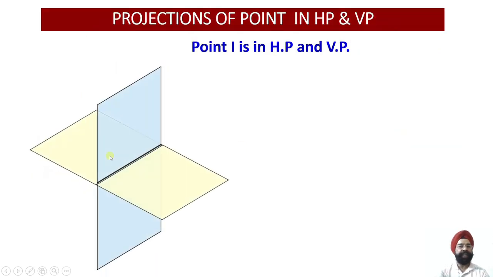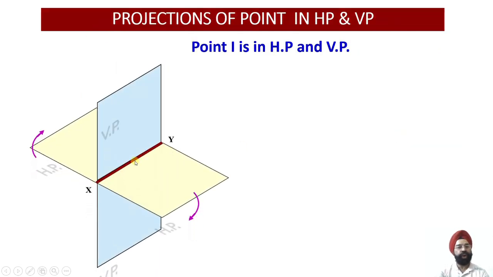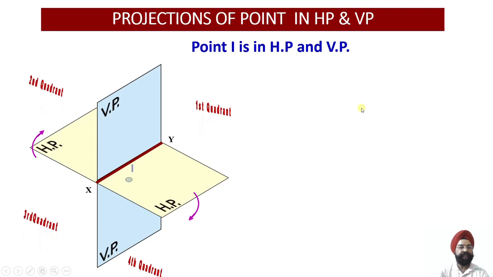Next we have point I, which lies on both HP and VP. So anything which lies on HP will lie here, anything which lies on VP will lie here. So since this point I lies in HP and VP, it lies at zero distance from HP and zero distance from VP. So if a point lies in HP, the distance from HP is 0. If a point lies in VP, the distance from VP is 0. So since this point lies in both HP and VP, the distance is 0 from both. So point I lies on the XY line.